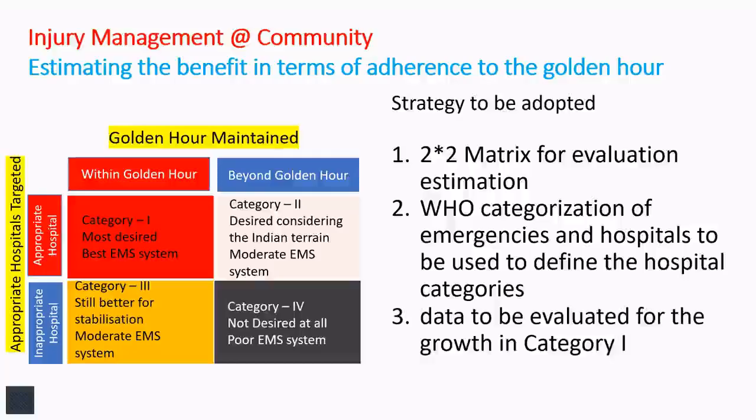Third, data is to be evaluated for growth in category 1. That means if we have certain cases in category 2 and 3, we'll try to push them to category 1. If the golden hour is not maintained, we'll try to build new infrastructure, such as adding new ambulances, or adding a few more strategies, so that cases from category 2 can be pushed to category 1. Similarly, cases from category 3 can be pushed to category 1.